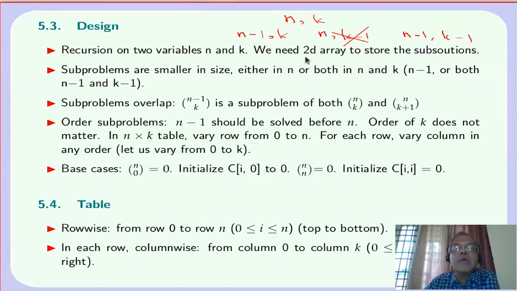We said we have to choose a table structure, we should also choose the order. N minus 1 should be solved before n. By 2D, I mean, suppose this is n and this is k. N may be from 0, 1, 2, and so on, n, and k may be from 0, 1, 2, and so on, n. In what order do we have to choose?